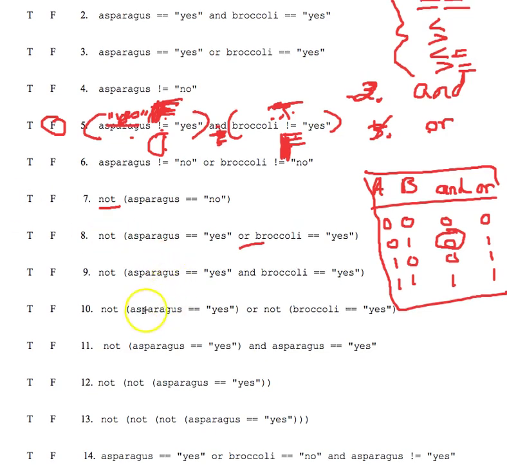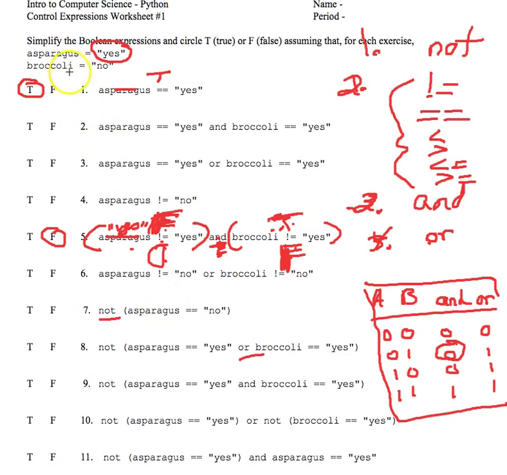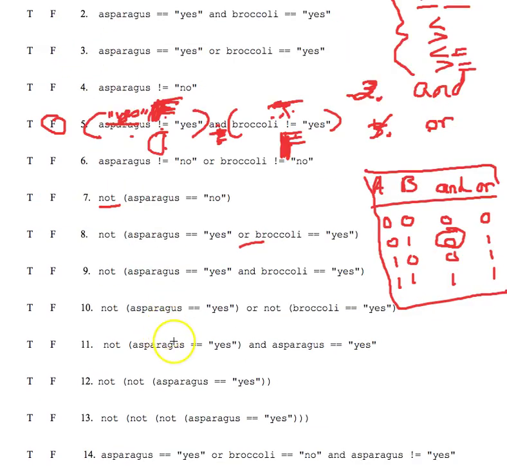Now number 10, because according to the directions in the worksheet, asparagus is equal to yes everywhere in the worksheet that you see it, this right here is like a yes. And yes is equal to yes, so quite clearly, this little set of parentheses, which you got to do first according to order of operations, that's like a T. That's a true. That little part is true.